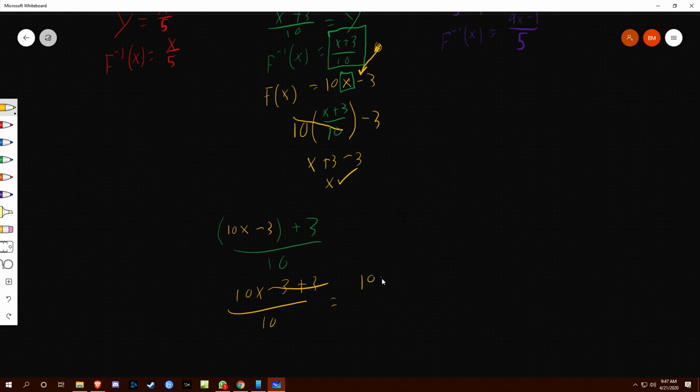I'm running out of room here. I have 10x divided by 10. These 10's cancel. What do I have again? x. So that's good. That means I have inverses. That's all I'm looking for.